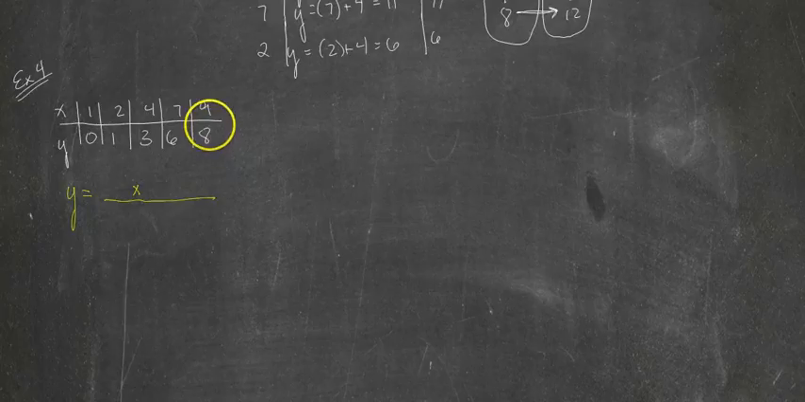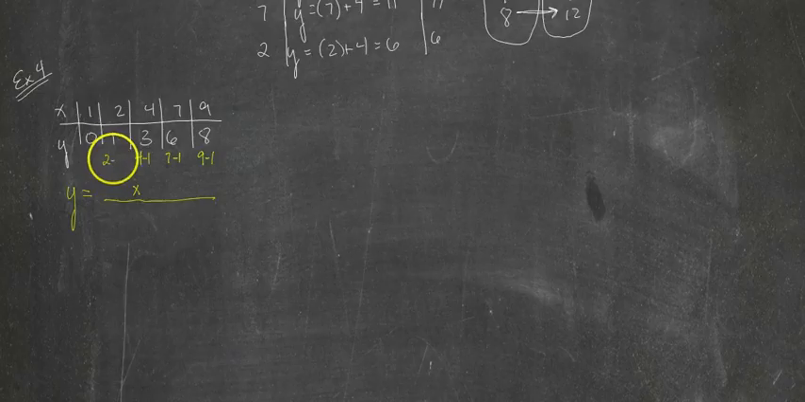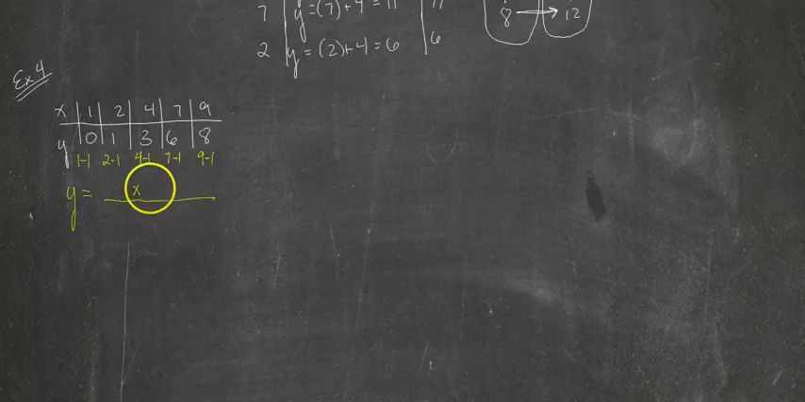My output is the same thing as x minus 1, right? 9 minus 1 is 8. 7 minus 1 is 6. 4 minus 1 is 3. 2 minus 1 is 1. And 1 minus 1 is 0. Right? So x minus 1 would be the rule for this function.